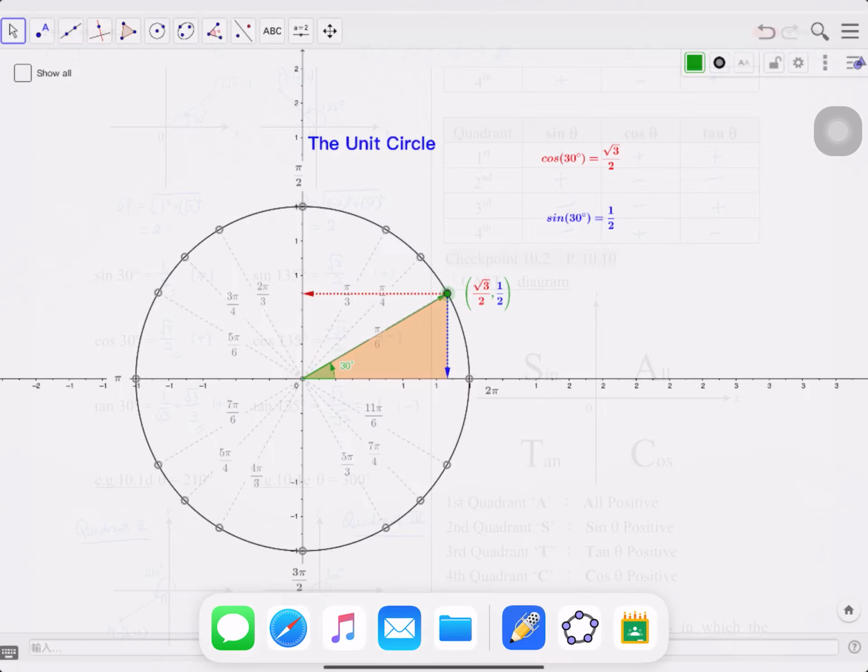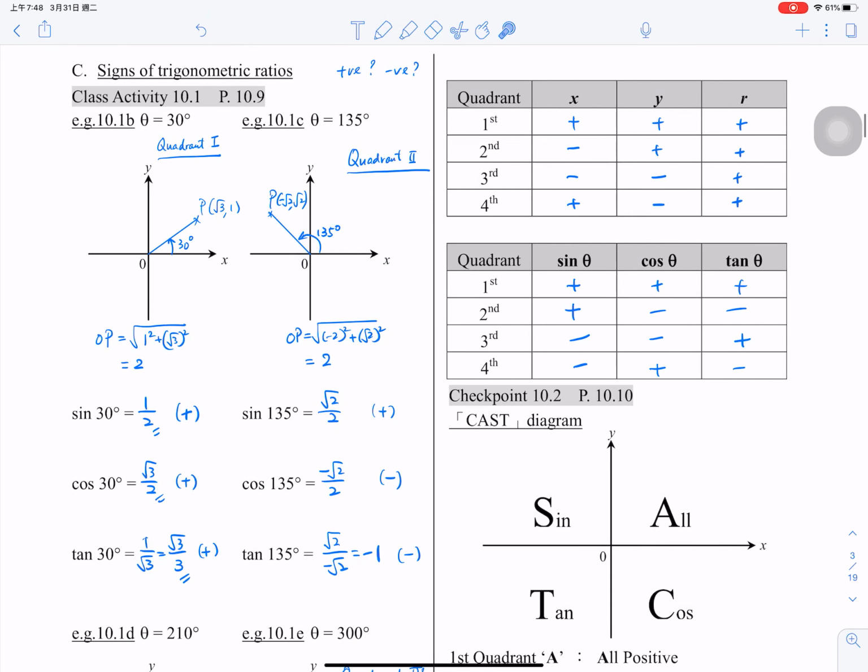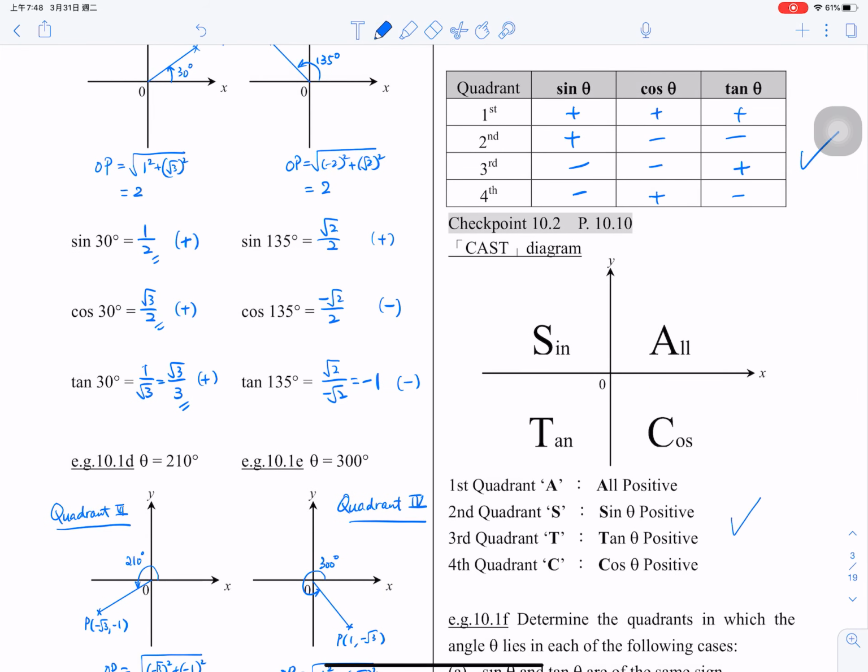So I hope you can memorize this table or this diagram to help you remember the signs of different trigonometric functions, trigonometric ratios, in different quadrants. Okay, in Chinese, let's see. A, S, T, C. Maybe this method can help you memorize easily.